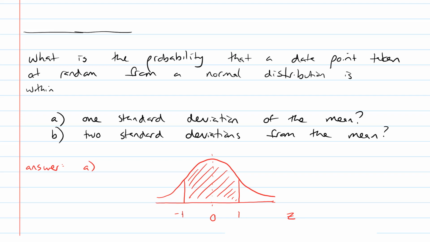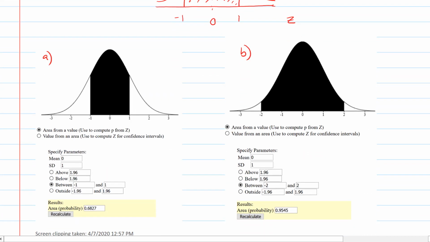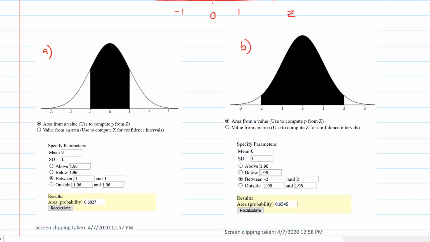So let's go ahead and take a look at some screenshots. I did both part A and part B here. Here's part A on the left. Here's part B on the right. So you can see that on the left, I chose area from a value, with mean of 0 and standard deviation of 1. Then all these guys down here are z-scores, and the one that I'm interested in particular is between -1 and 1, and you can see that our area is equal to 0.6827.